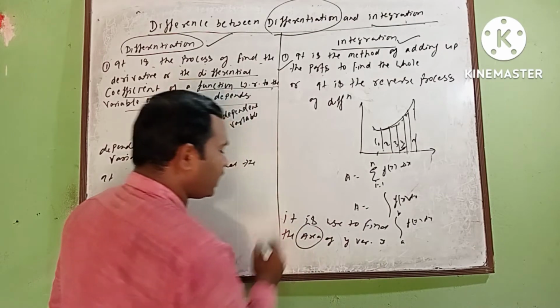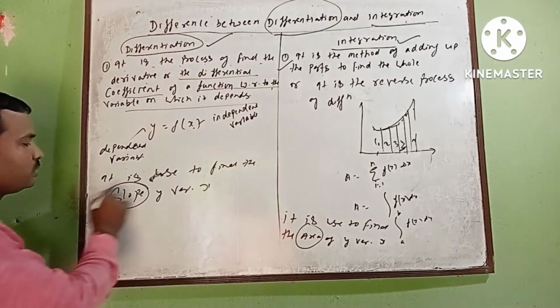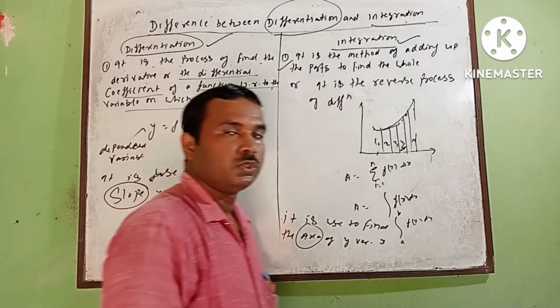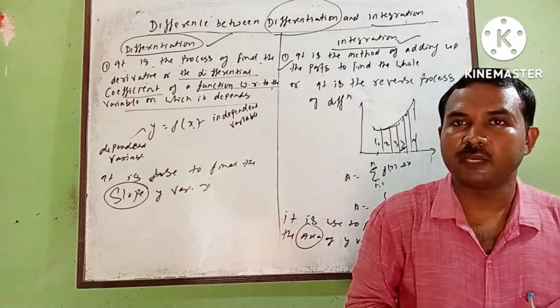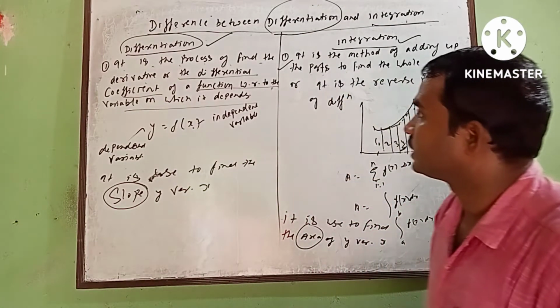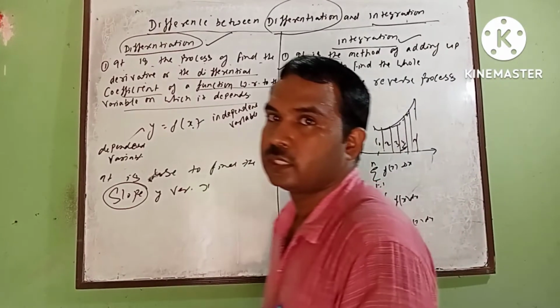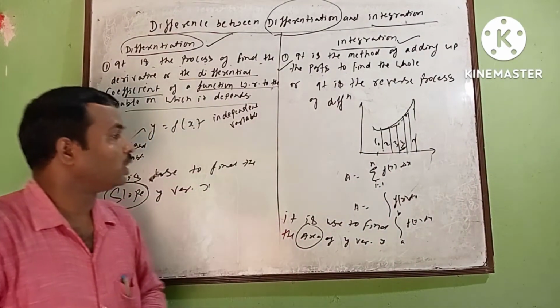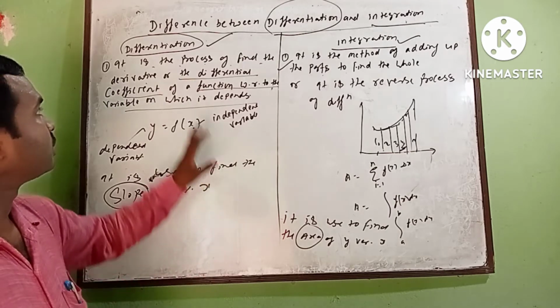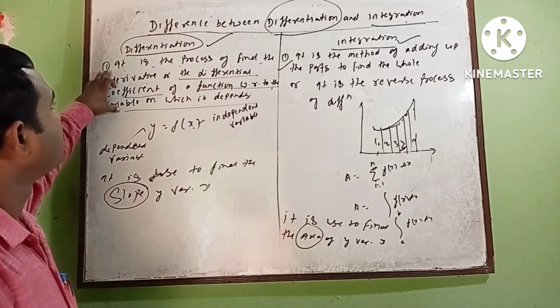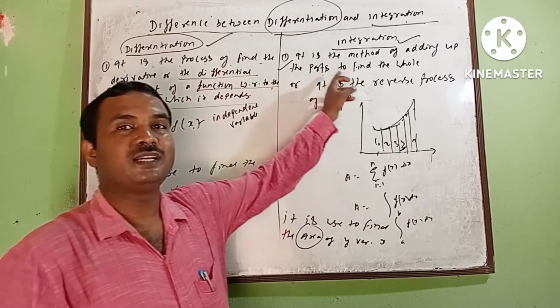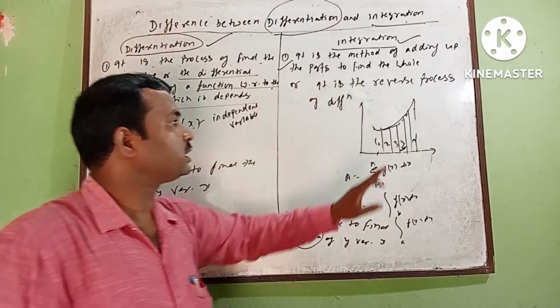Here we use it to find the area, and here we use it to find the slope. So these are the differences. Just like, we can take examples related to differentiation and integration. This is the definition of differentiation, and this is the definition of integration.